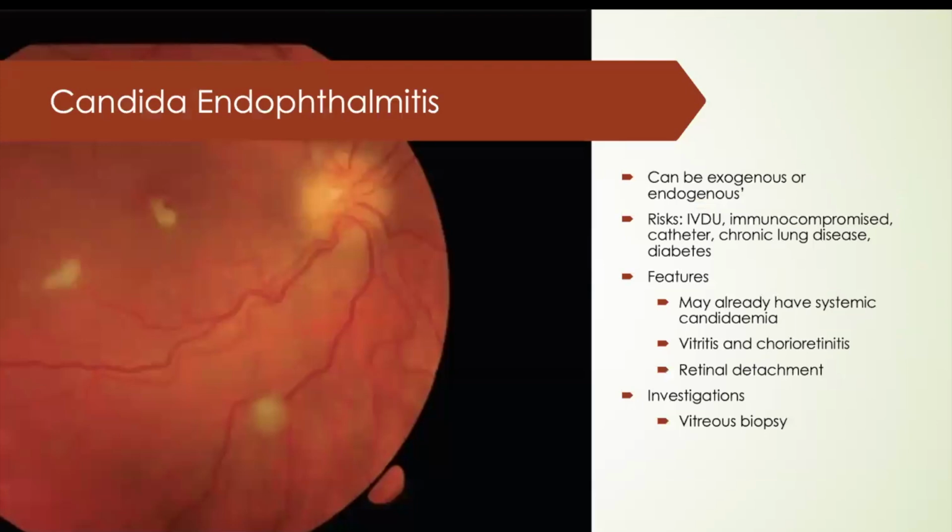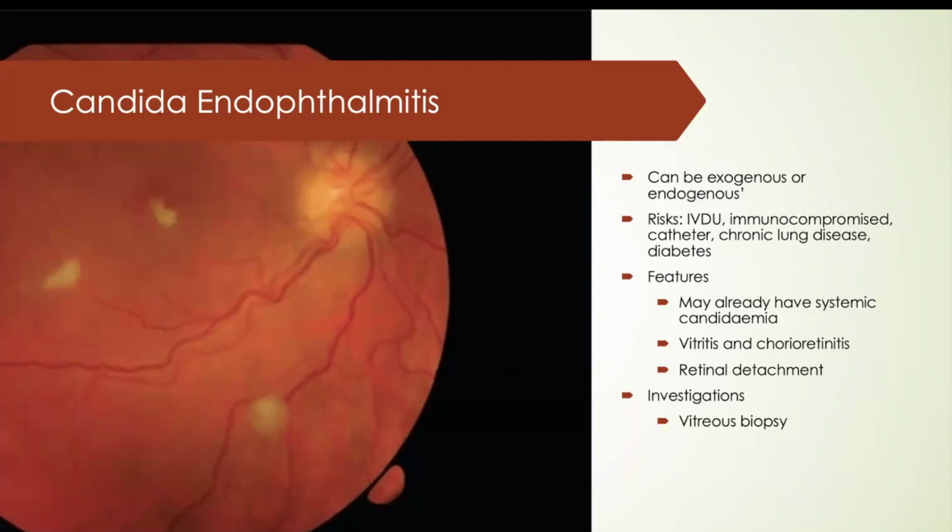So Candida endophthalmitis can be either exogenous or endogenous. With exogenous endophthalmitis, you're looking at things like trauma, for example, organic material entering the eye, or it can be endogenous from a systemic candidemia. Patients who are IVDUs, intravenous drug users, the immunocompromised, long-term catheters, chronic lung disease like cystic fibrosis, or even diabetes can increase that risk of a systemic candidemia, which can cause a Candida endophthalmitis.